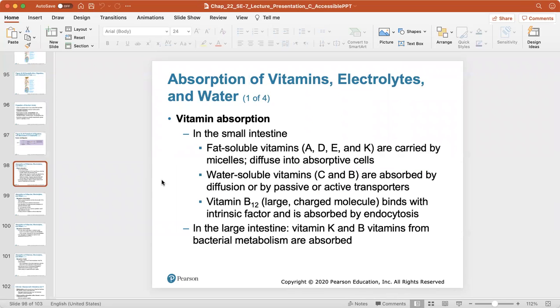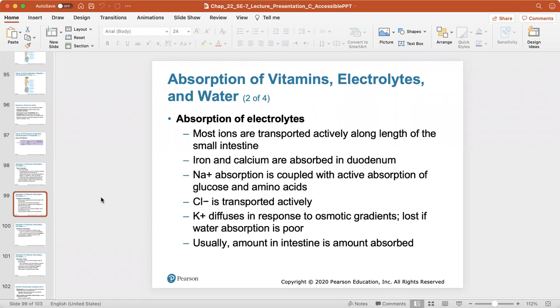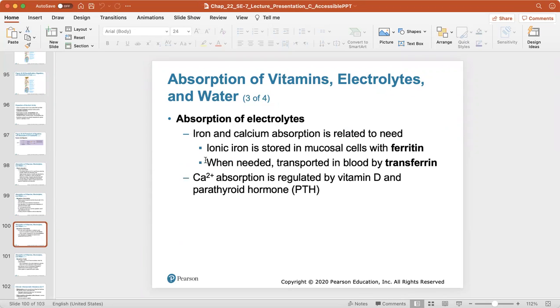Vitamin absorption then in the small intestine: fat-soluble vitamins are carried by micelles. Water-soluble vitamins are absorbed by diffusion or by passive or active transporters. Vitamin B12 is a large charged molecule which binds with intrinsic factor and is absorbed by endocytosis. And in the large intestine, vitamin K and B vitamins from bacterial metabolism will be absorbed. Electrolytes are also absorbed via different mechanisms that you can read through.